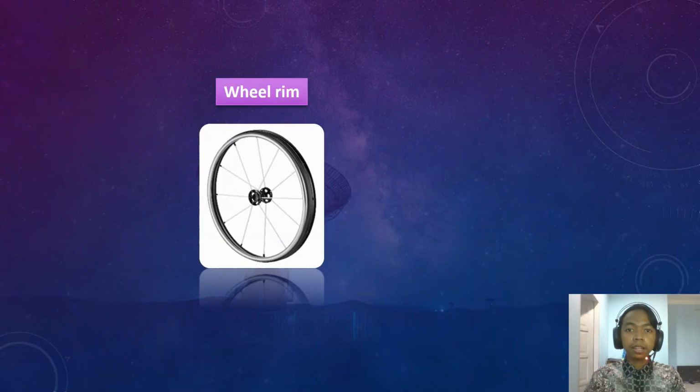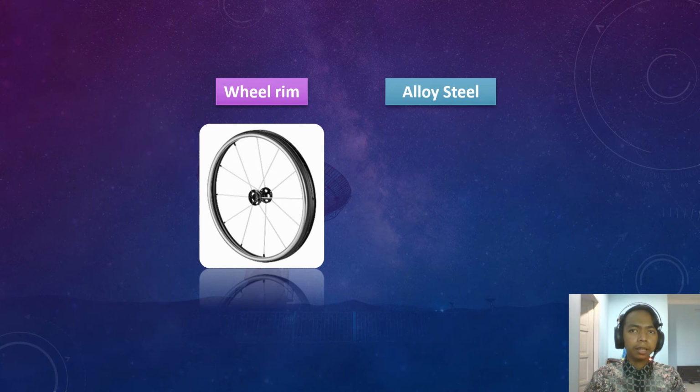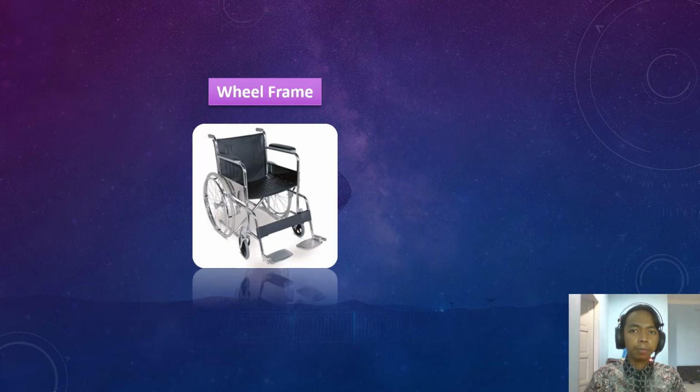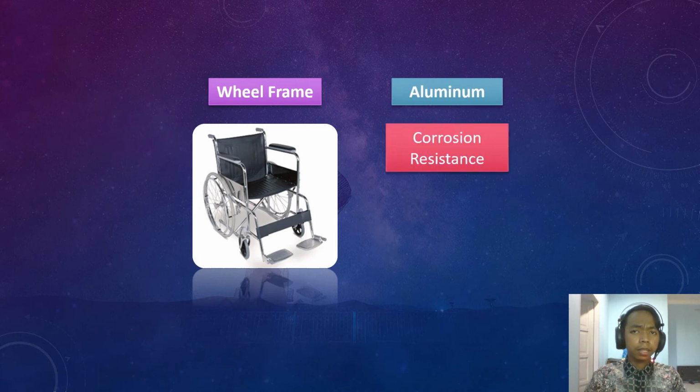Moving to material selection. For the wheel rim, we decided to choose alloy steel. Why? Because it has high tensile strength, hence able to withstand excessive force. It is ductile and it has corrosion resistance. Next is the wheel frame. We decided to choose aluminum. Aluminum is a non-ferrous metal, thus having high corrosion resistance. It is also lightweight, thus can be easily moved around without requiring much force.